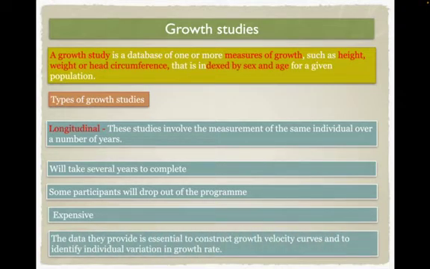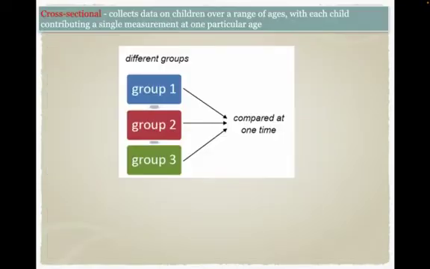So the data that we get from longitudinal studies is important. It's essential to know the growth velocity curve and to identify variation in the growth pattern. But these studies are extremely difficult to do, and there is a limited number of this type of study. It's very important that we have a limited number of these studies.